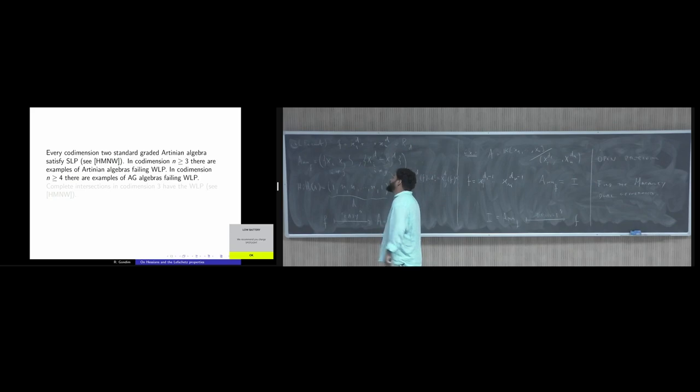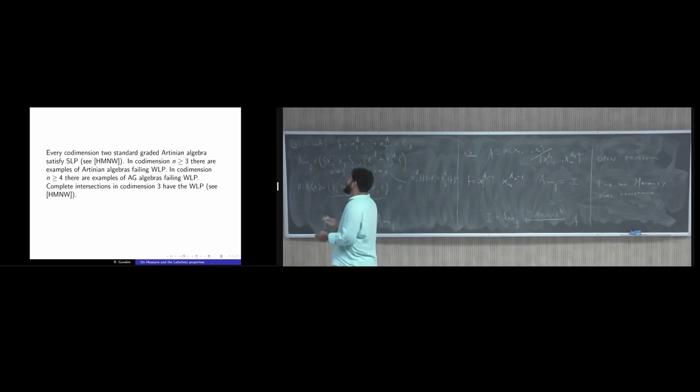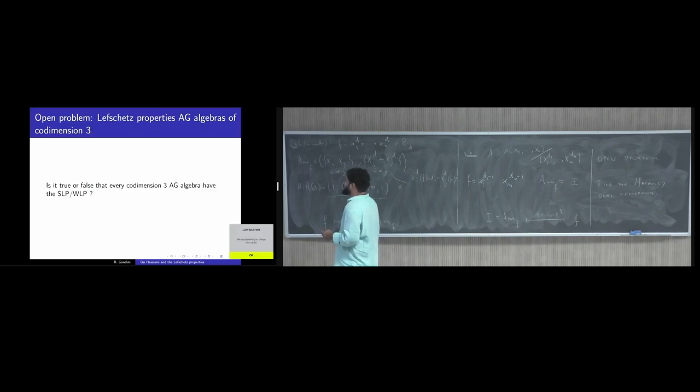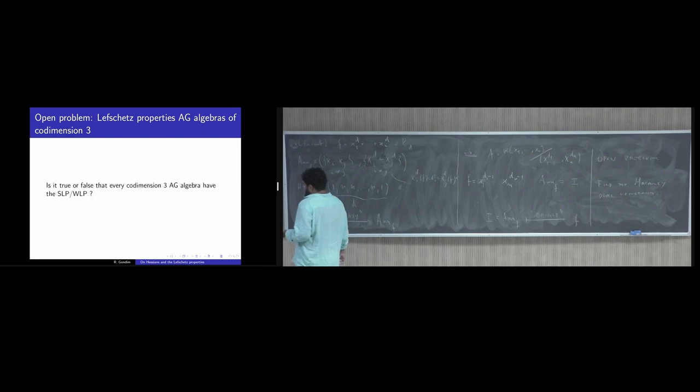In codimension up to 3, there are examples failing WLP. In codimension from 4, there are examples failing WLP. Artinian Gorenstein complete intersections in codimension 3 have the WLP. This is what's known. It's open, true or false, that every codimension 3 AG algebra has the SLP or the WLP.